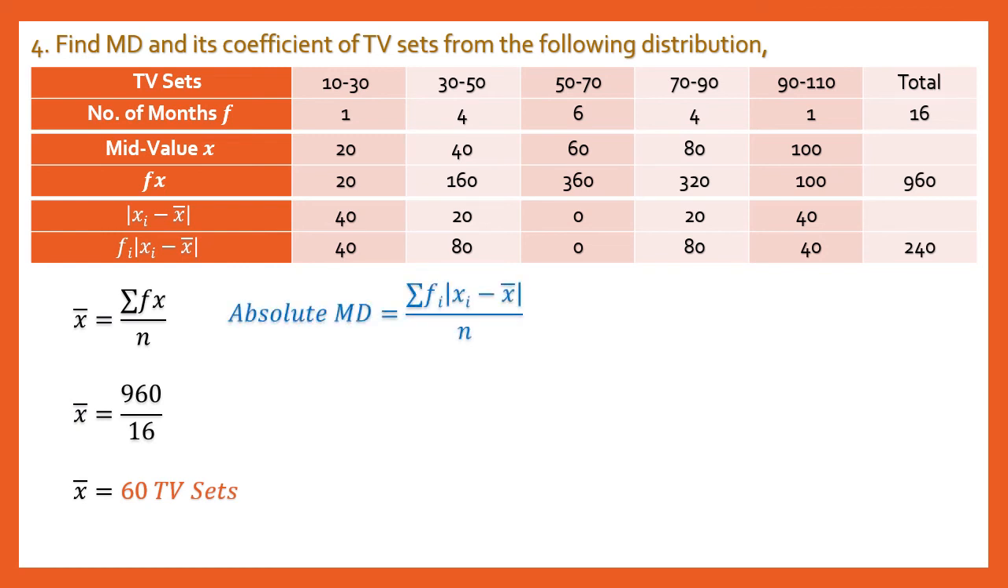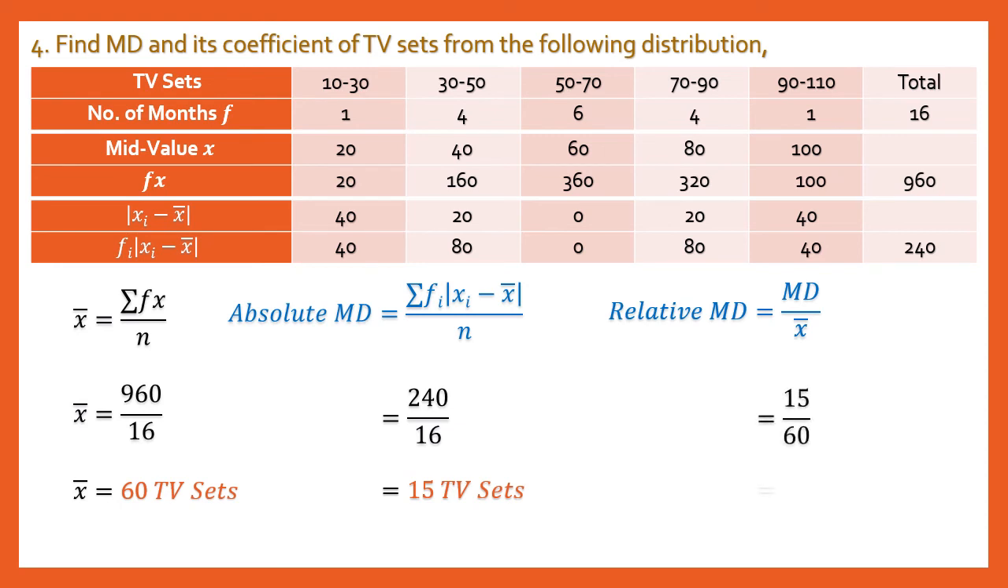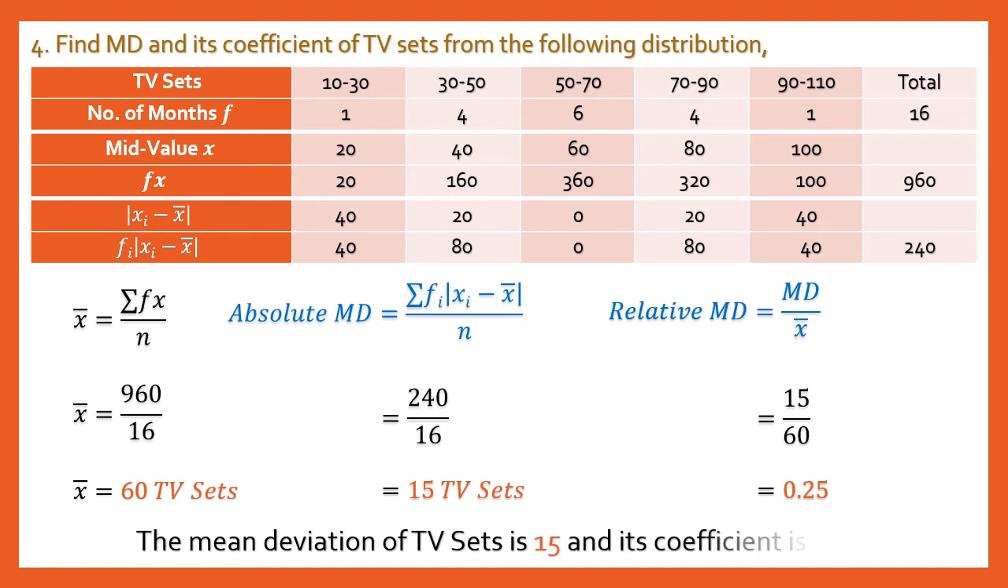What I'm going to do next is summation fi modulus xi minus x bar upon n, the absolute mean deviation. 240 upon 16 is 15 TV sets. So the mean deviation of the sales of TV sets per month is 15 TV sets, and the coefficient, the relative MD for that is 15 TV sets divided by 60 TV sets, and that would be 0.25. So the coefficient of mean deviation is 0.25. The statement will be the mean deviation of TV sets is 15 and its coefficient is 0.25.